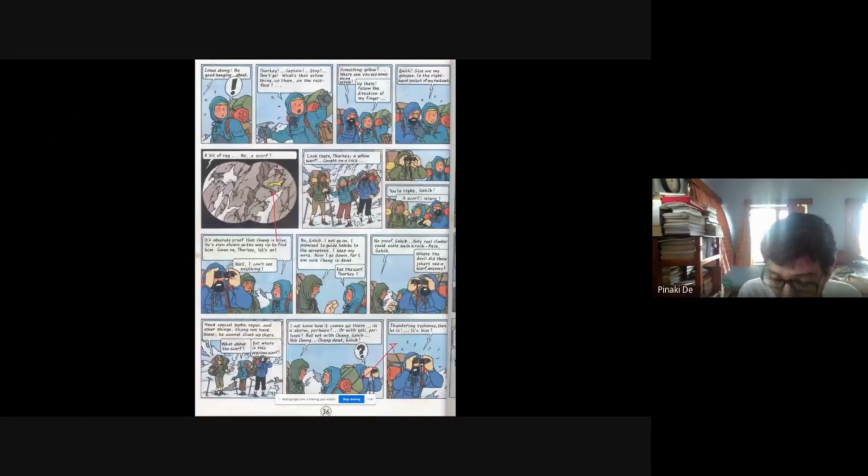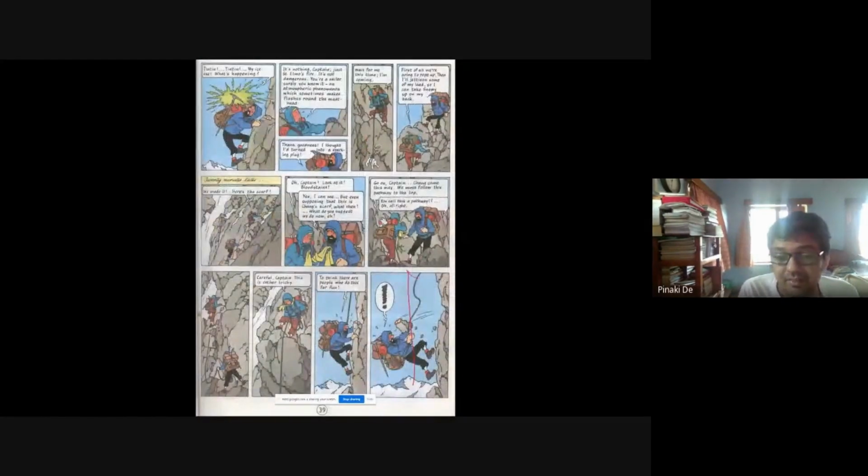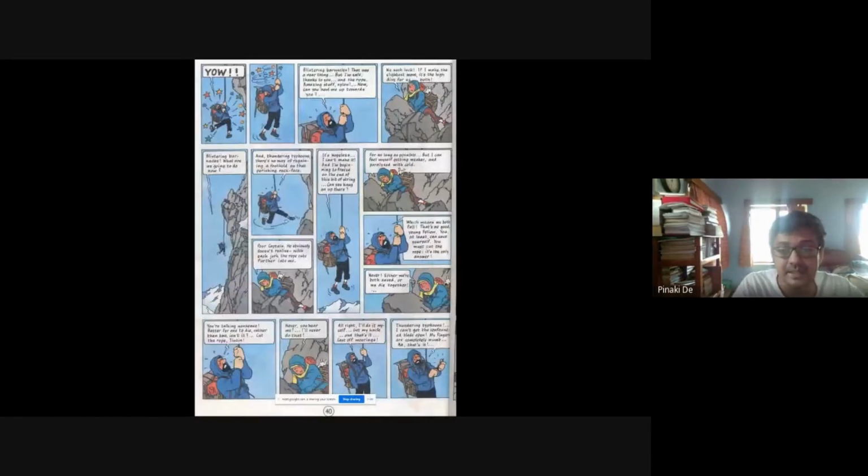You are looking upwards, and then they actually climb. This is very vertical. The paneling also becomes vertical. Very interesting. Can you see the verticality of the paneling? So when they are in Tibet, you have to rise up.